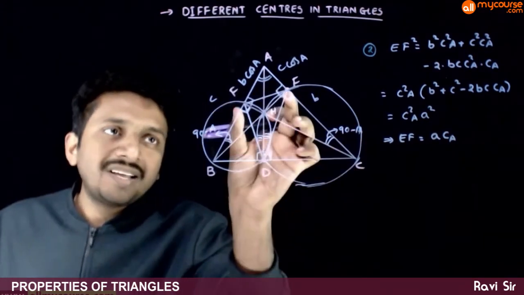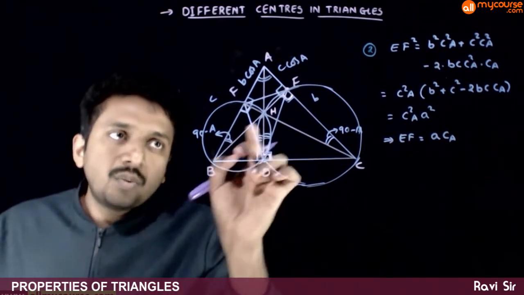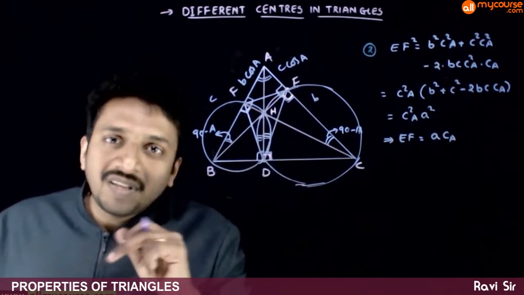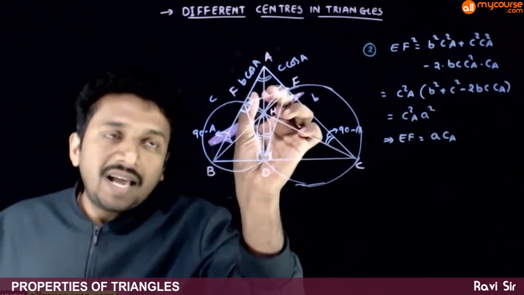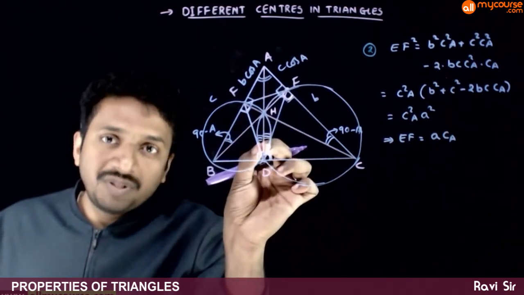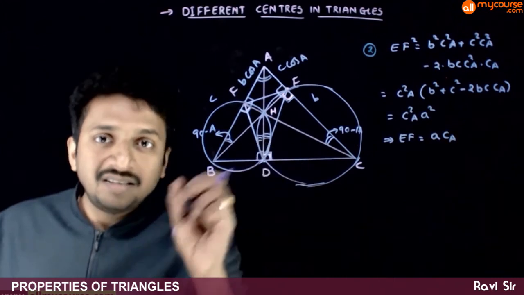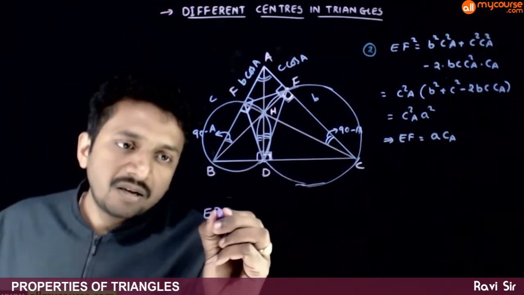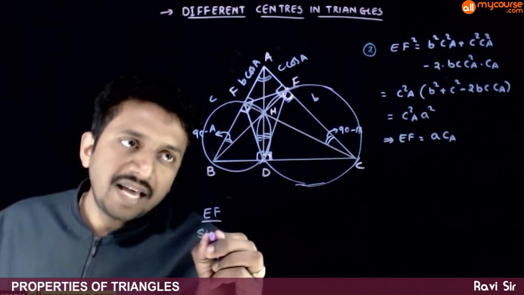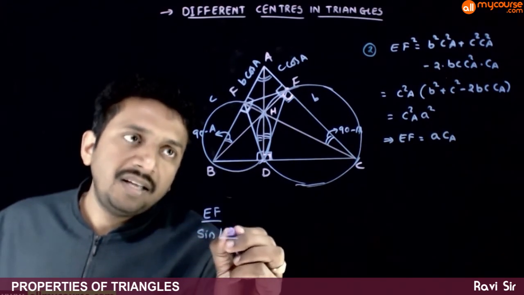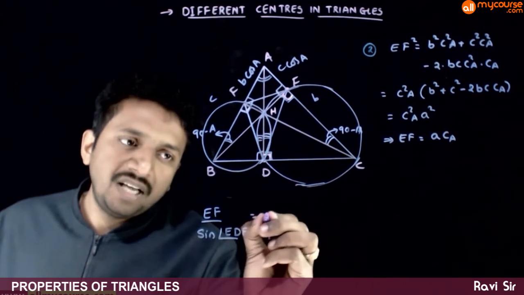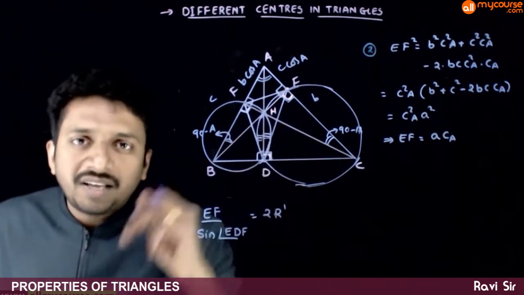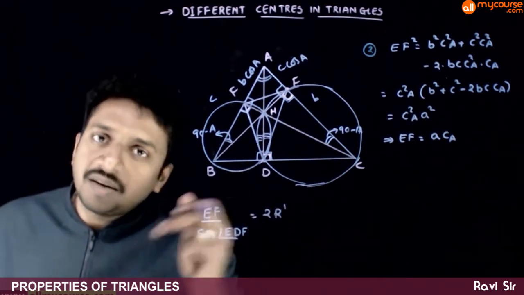Now once you got the length of EF, what is the circumradius of triangle DEF? That comes from the sine rule. Any side by sine of the opposite angle is equal to 2 times the circumradius. So EF by sine of angle EDF is equal to 2 times the circumradius of the pedal triangle. A by sine A is equal to 2R.